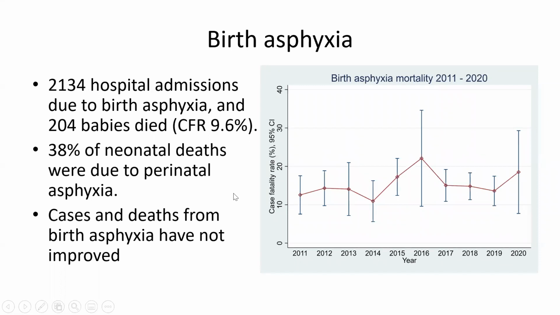One condition, a bit like HIV, that hasn't changed, I think, over the years, is that the case fatality rate for birth asphyxia really hasn't changed. And the numbers of cases of birth asphyxia really hasn't changed. The number of cases is, if anything, increased a bit. More than a third of all neonatal deaths are due to perinatal asphyxia. And this is a big issue, I think. We really haven't solved this problem very well.